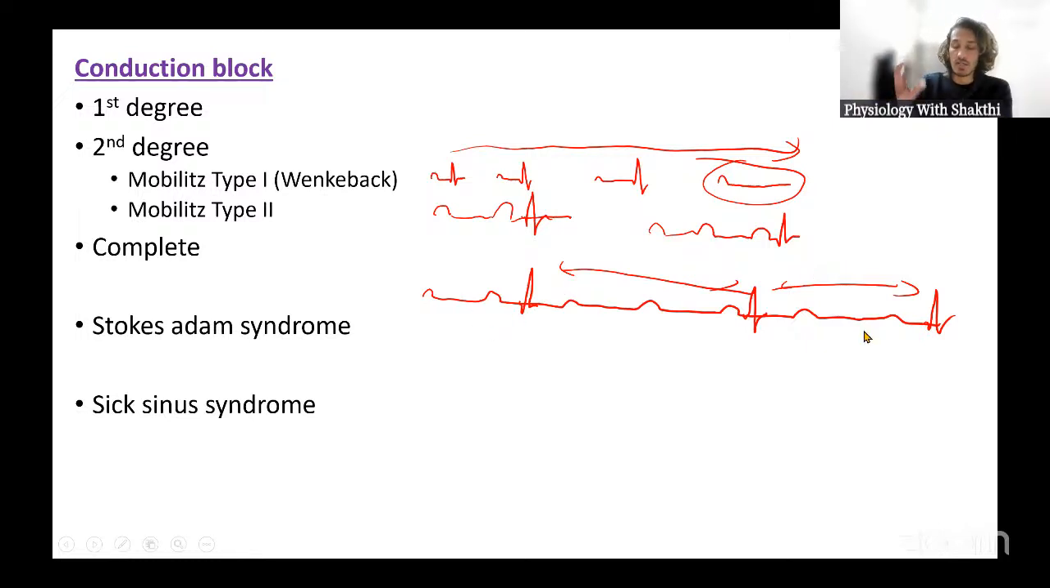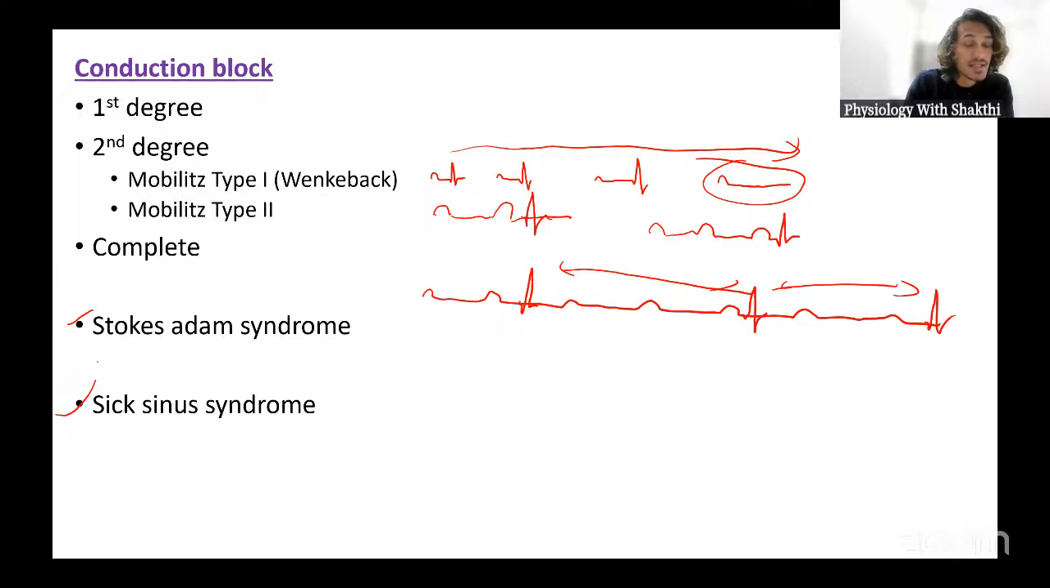So a short note on conduction block is coming. Incomplete, complete, first degree, second degree, Wenckebach phenomenon, Mobitz type 2. All of these you have to discuss. Sometimes in parts of a long structured essay, I've seen one of these being asked for 1 mark, half mark and all.